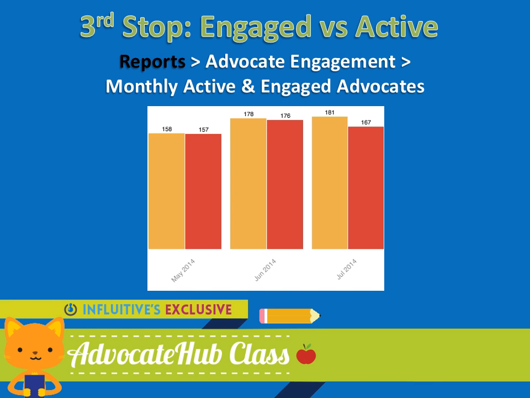So the third stop, we're going to be talking about engaged versus active advocates. So how can we find this? We're still in the report section. Click on the Advocate Engagement tab, and then scroll down to the section that says Monthly and Engaged Advocates.